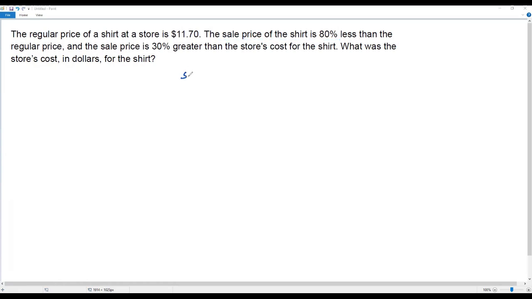Okay, now let's write this one as an equation. That is, sale price is equal to 80% less than. 80% less than means I have to subtract this 80 from 100. It is 100 negative 80% times the regular price. The regular price is $11.70. Okay, 11.70. 100 negative 80 is 20. That is 20% times 11.70.